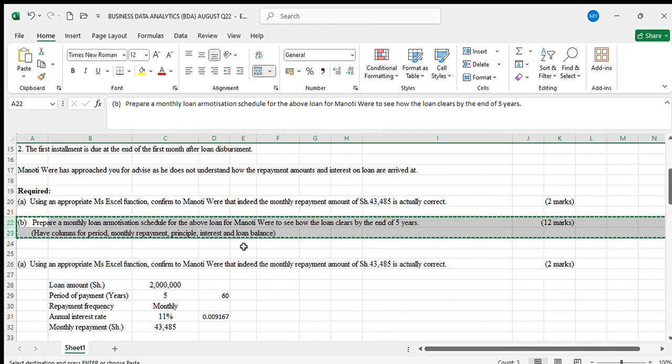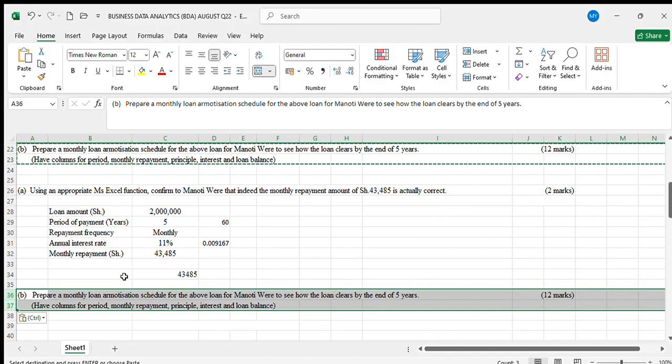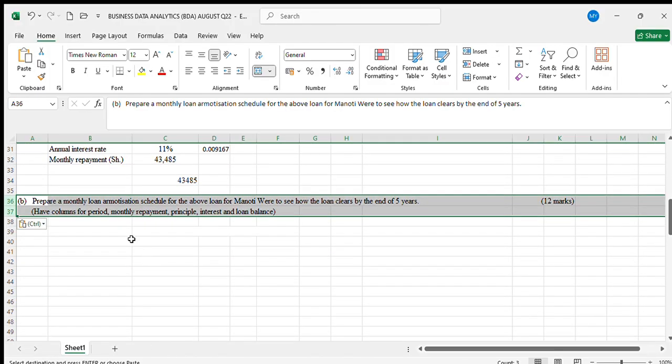So we are going to make a loan amortization schedule to show him that by the end of the 5 years, this is how much every month he's going to pay in principal, interest, and the loan balance, and how it carries down up to the time when the loan balance is 0. That's the end of the 5 years. So we can paste here for proper calculation.